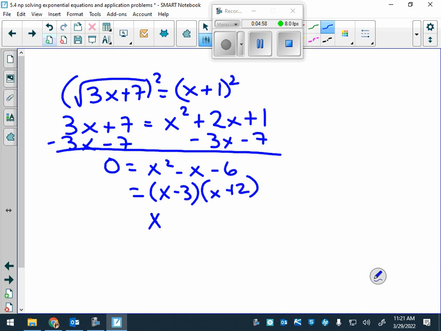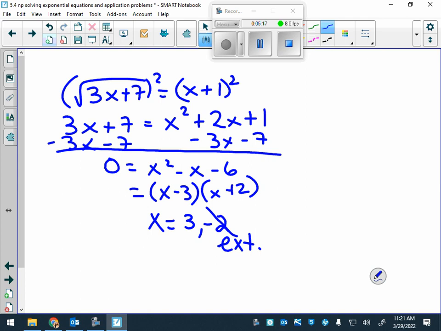Okay, so your two possible solutions were 3 and -2. However, -2 is extraneous. So if you just wrote on that blank x equals 3, you're correct. If you wrote both, then cross it out and put extraneous.